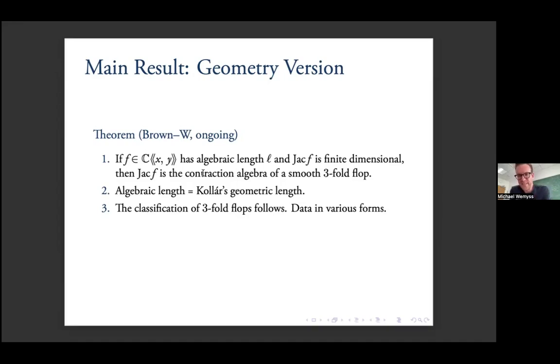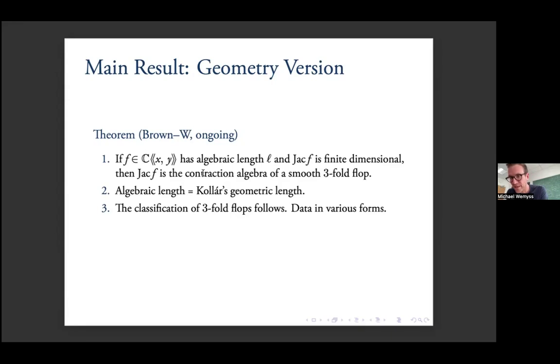And this is coming back to Vlad's question earlier. Once you know that this is the classification of flops, it turns out this algebraic length invariant, this number, we have to call it algebraic length because it equals something from the geometry called Collar's geometric length. This is just saying your numerical invariants are matching, which has to be so. And the classification of threefold flops follows.